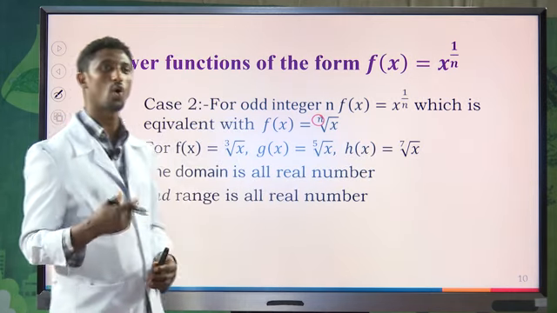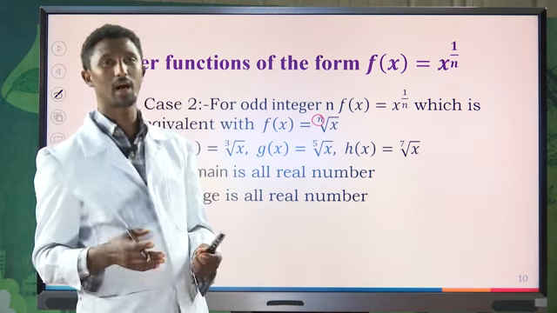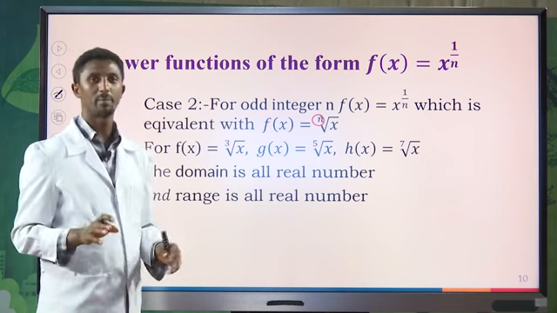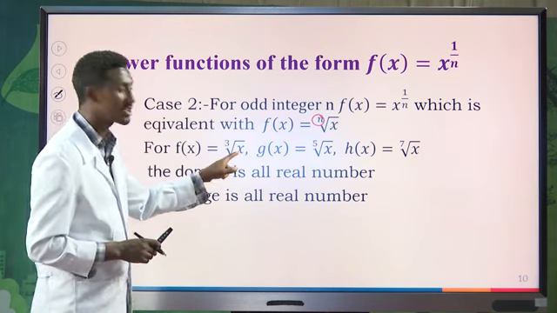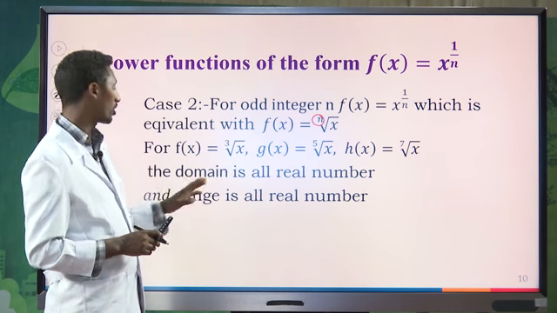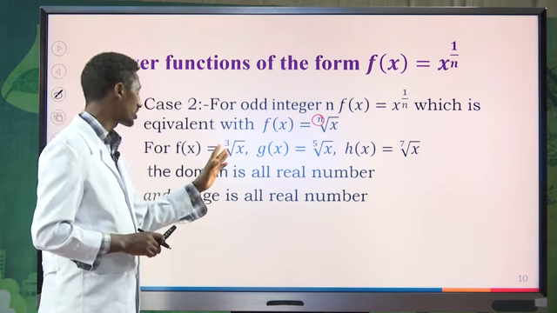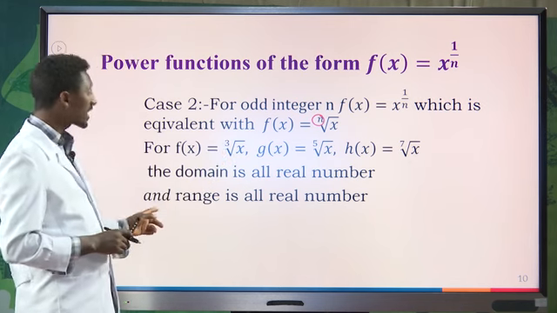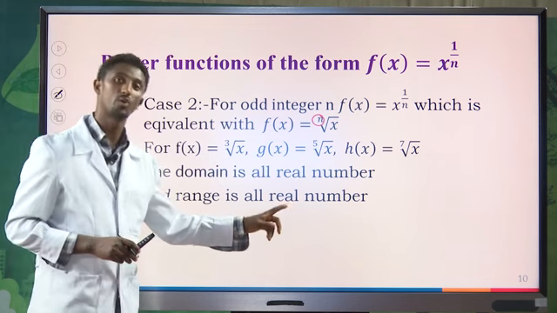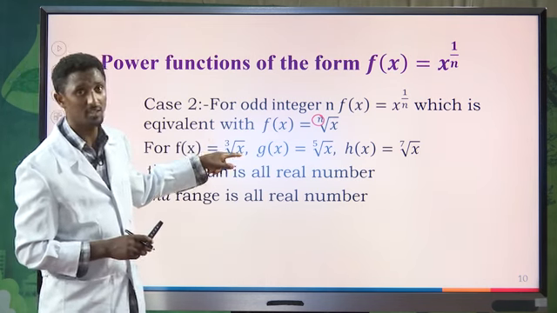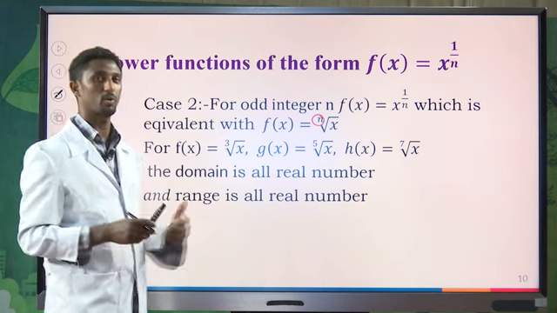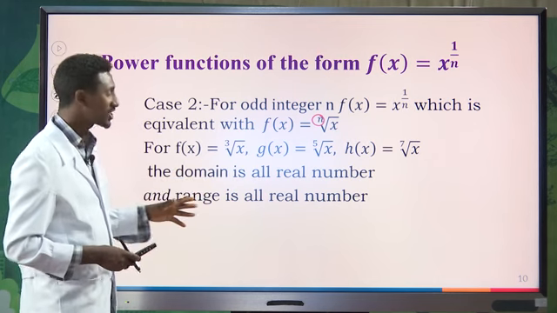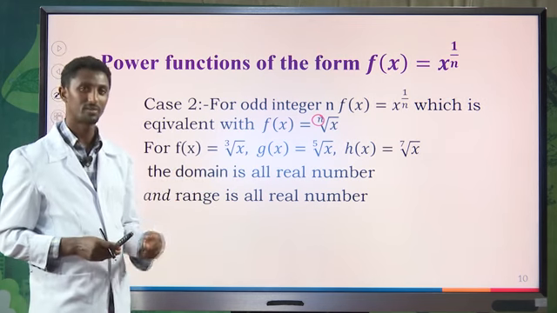If the index is an odd number, the radicand can be any number. It can be positive, it can be 0, it can be negative. So we can substitute any number in place of x. So the domain of this power function is the set of all real numbers. And the range is also all real numbers, because the cube root of a negative number is negative, the cube root of a positive number is positive, and the cube root of 0 is 0.